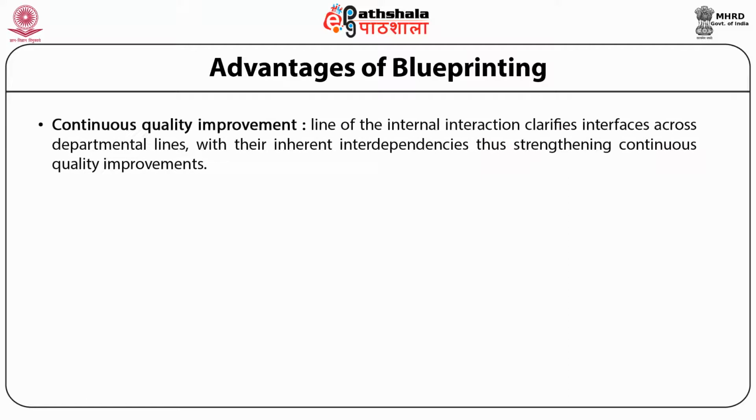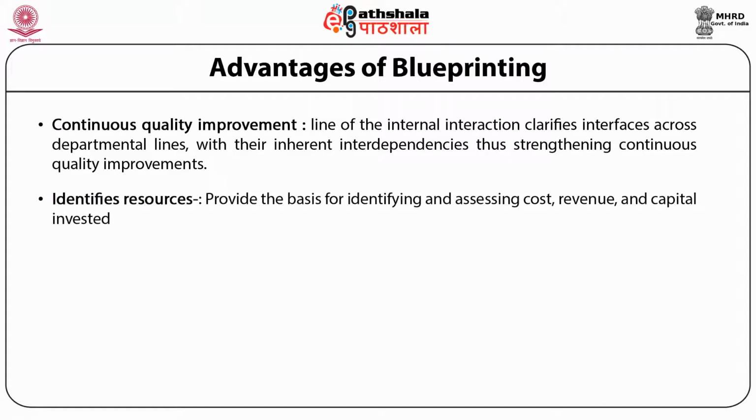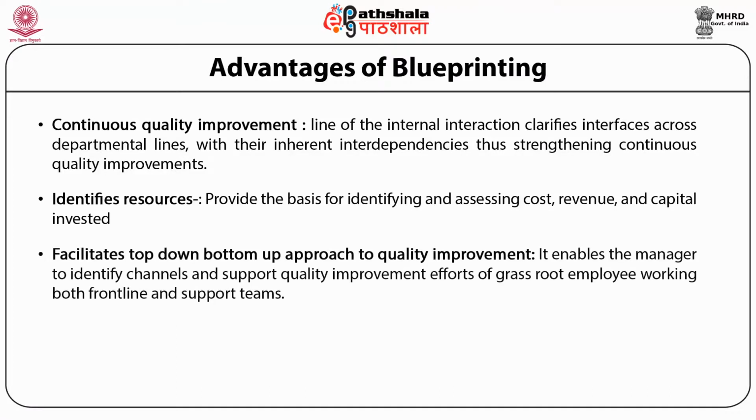Fifth, continuous quality improvement. Line of internal interaction clarifies interfaces across departmental lines with their inherent interdependence, thus strengthening continuous quality improvements. Identifies resources is the next. Provide the basis for identifying and assessing cost, revenue, and capital invested. Seventh, facilitates top-down approach or bottom-up approach. That means facilitating top-down, bottom-up approach to quality improvement.